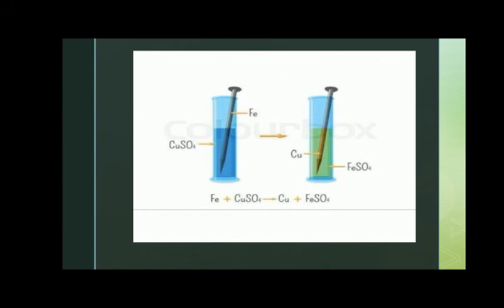Initially, blue solution of copper sulfate is taken, and therein you can see an iron nail is immersed. After some time, you can see on the screen the color of the solution has changed because a chemical reaction took place, and now it is ferrous sulfate solution, and copper has been deposited on the surface of the iron nail. And this is the equation we can write: Fe plus CuSO4 gives Cu plus FeSO4.